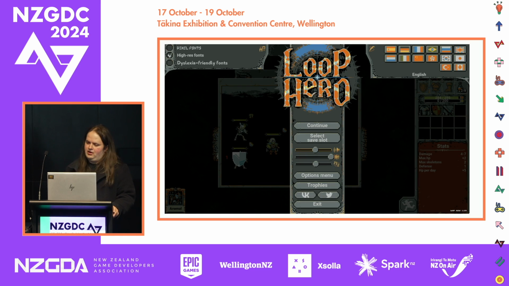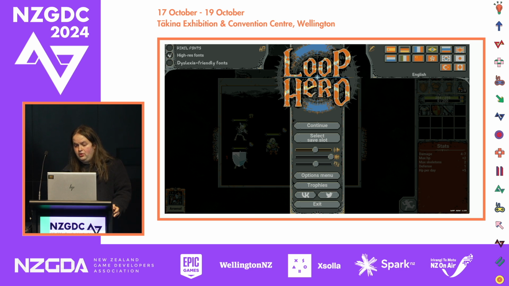Here is a game called Loop Hero. It primarily uses a pixel art font that complements its pixel art UI, but it also includes options for a sans serif font and a dyslexic-friendly font. Now, does the clean sans serif font look good against a pixel art UI? It doesn't, but it means that some players are going to have a much easier time reading the text in this game than they otherwise would.